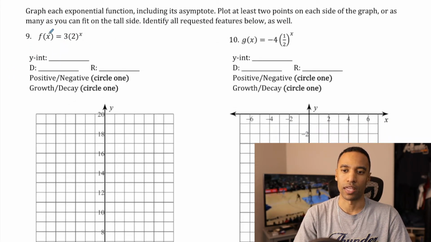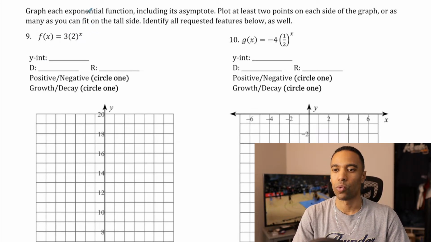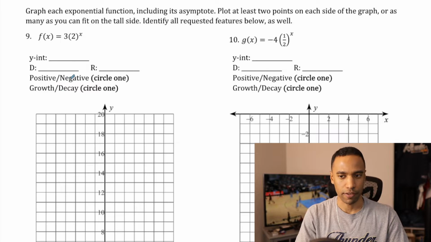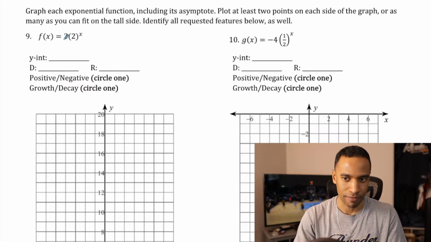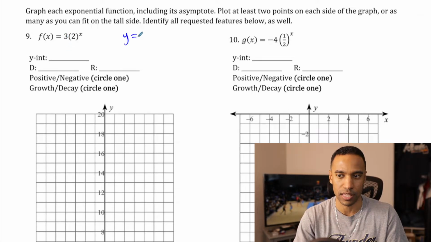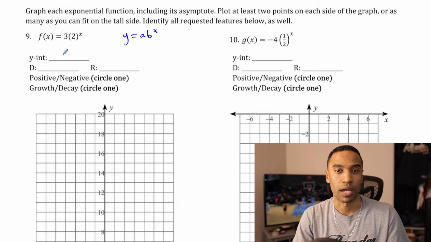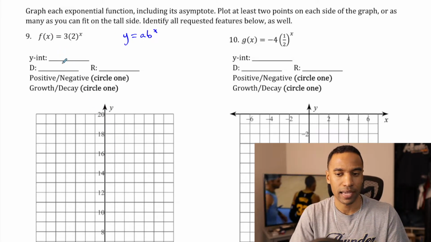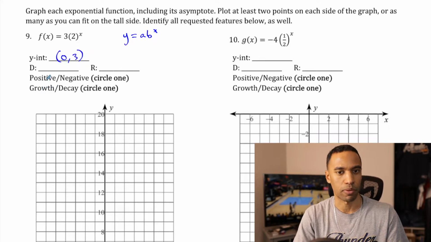As well. We start with y equals 3 times 2 to the x power. Let's start with the features. When it comes to the features here, the y-intercept is your a value right here. So a equals 3. This is y equals ab to the x, right? The a is 3. That's your y-intercept, where we cross the y-axis, or the value of y when x equals 0. This is (0, 3), and that's a point we're going to plot.